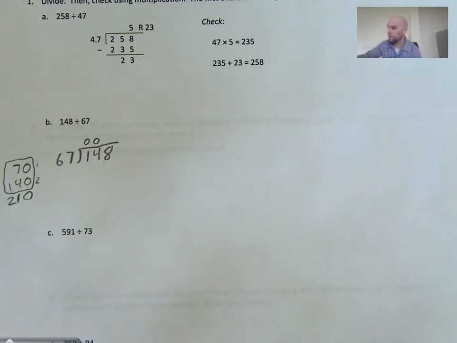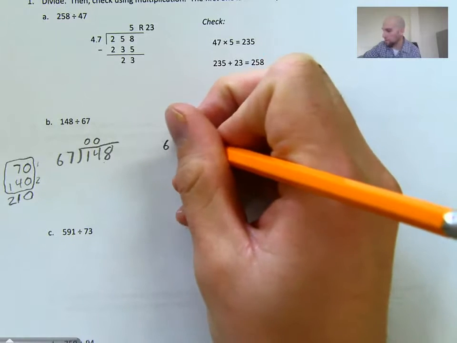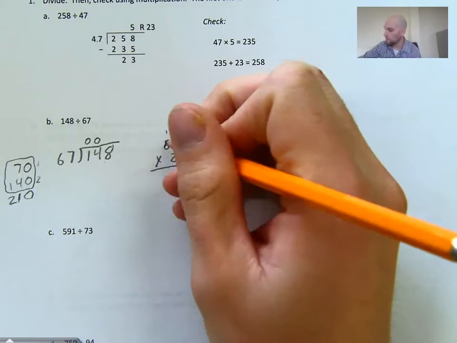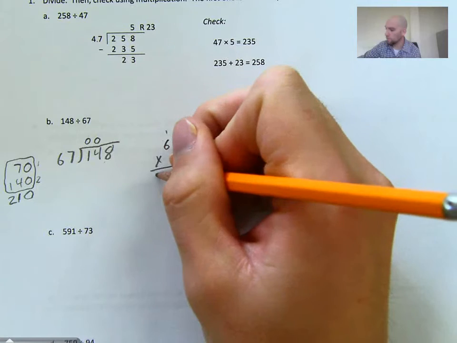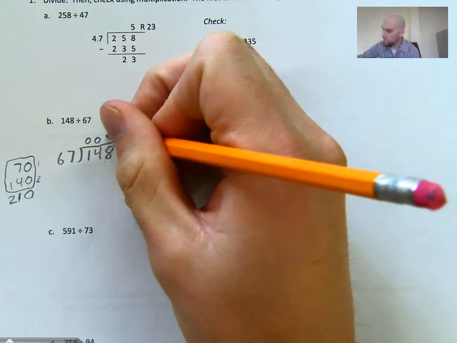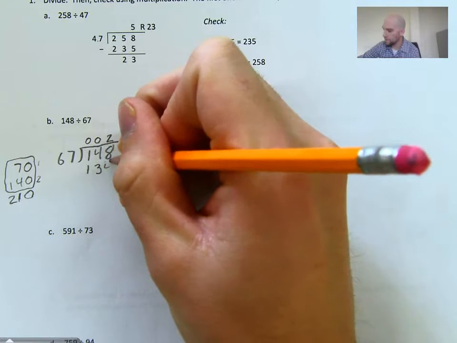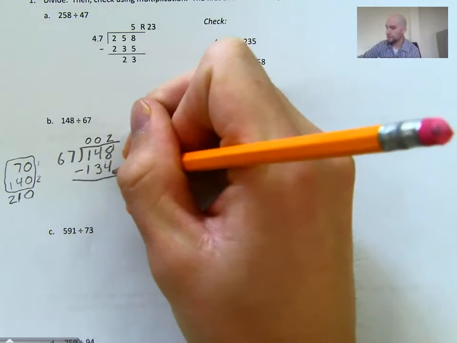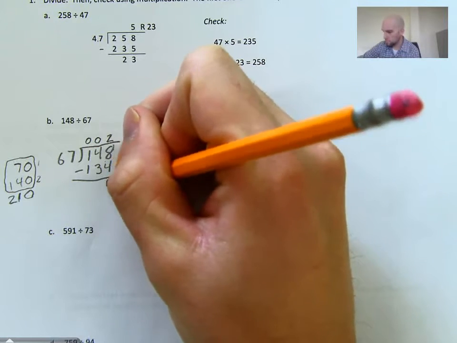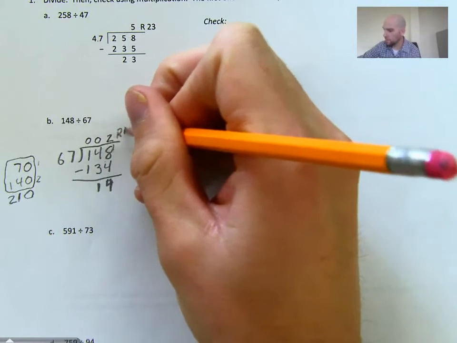70 times 2. Let's figure out what 67 times 2 is. So we'd use like a piece of scrap paper. I'm going to do 67 times 2. 7 times 2 is 14. We carry the 1. 6 times 2 is 12, plus 1 is 13, so 134. So we'll put a 2 up here, and 134 down here to subtract. 8 minus 4 is 4. And 4 minus 3 is 1. So we have 14. That will be our remainder.